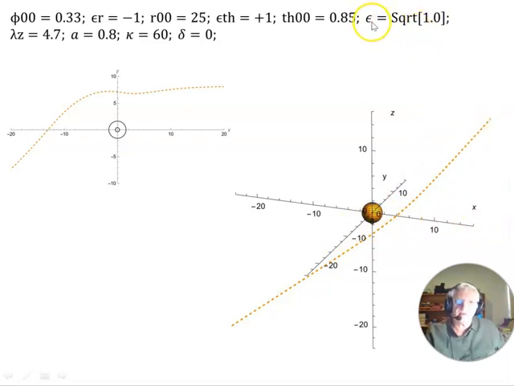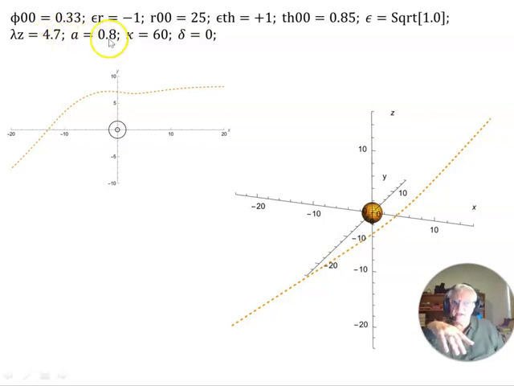Epsilon is the energy parameter. Lambda z is the angular momentum parameter about the axis of rotation. So it's the phi component of the momentum. It's the angular component about the axis of rotation. So it's phi. That's given a constant value. It's a conserved quantity along geodesics.